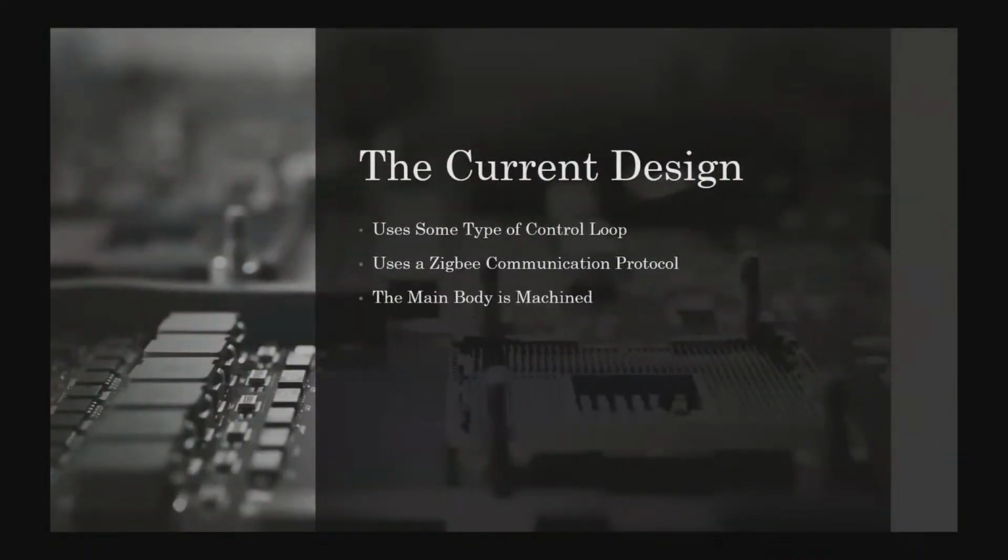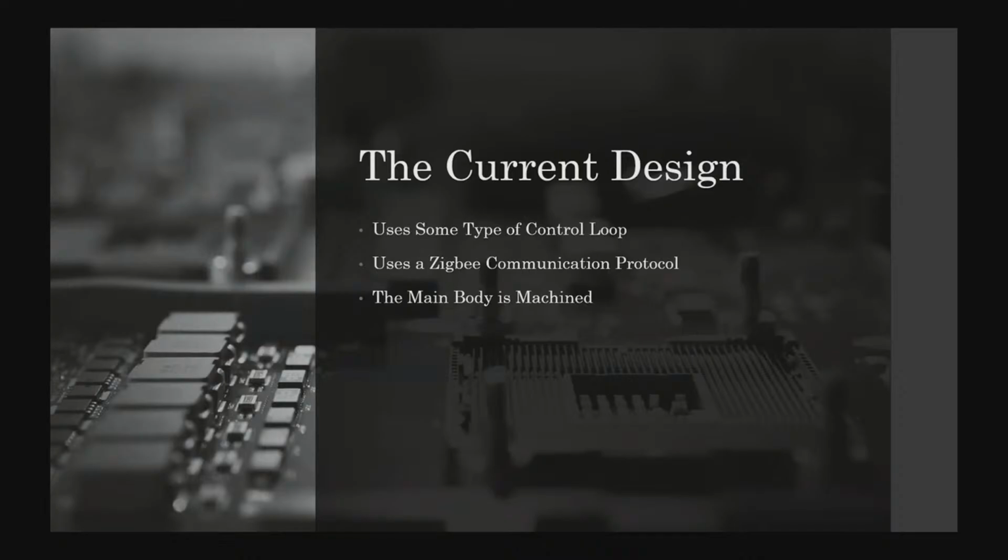The current design of the robot soccer robot uses some type of control loop to make sure the robot moves accurately. It uses some type of Zigbee communication protocol to communicate between the PC and the robot itself. And the main body of the robot is machined using some type of aluminum or iron or stainless steel. This design costs approximately $1,000 and is no longer being manufactured.